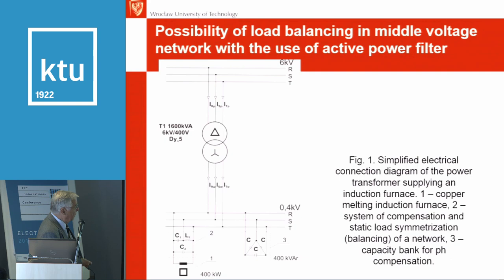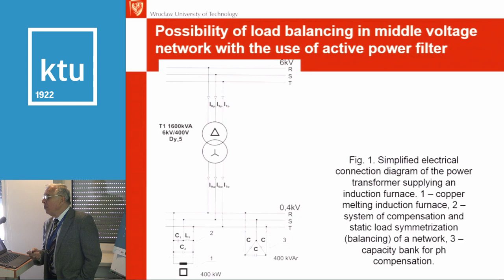That's an asymmetrical load. Therefore, to reduce it, usually we use symmetrization, which was developed by Steinmetz at the beginning of the 20th century. It consists of a capacitance and an additional inductance. However, it works well only for steady states. But in this case, we have very transient states, since everything depends on the metal which is being melted inside. And of course, this is being used for power compensation.